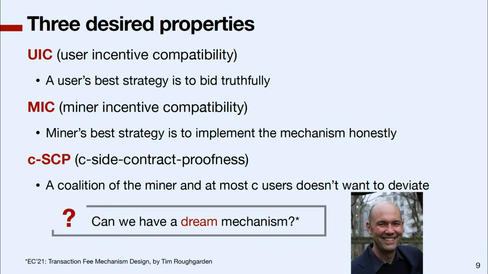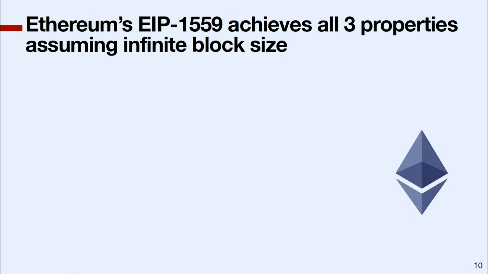So last year, in Tim Roughgarden's paper, he asked the following question. Can we have a dream mechanism that satisfies all 3 properties? This is the central question that we're going to answer today. But before answering the question, let's check the state of the art.